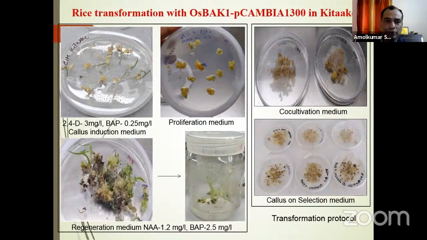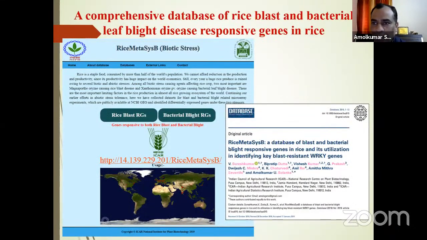So this work is also going on in our lab, and I will take 5 minutes more. We have also developed a comprehensive database for rice blast and bacterial blight using all available microarray data. Whatever transcriptome and microarray data is available online, we clubbed and normalized it, and further identified genes related to resistance, genes related to susceptibility, and genes specific to a particular strain. Like this we identified them, and we published this in a high impact factor journal, Oxford Database.